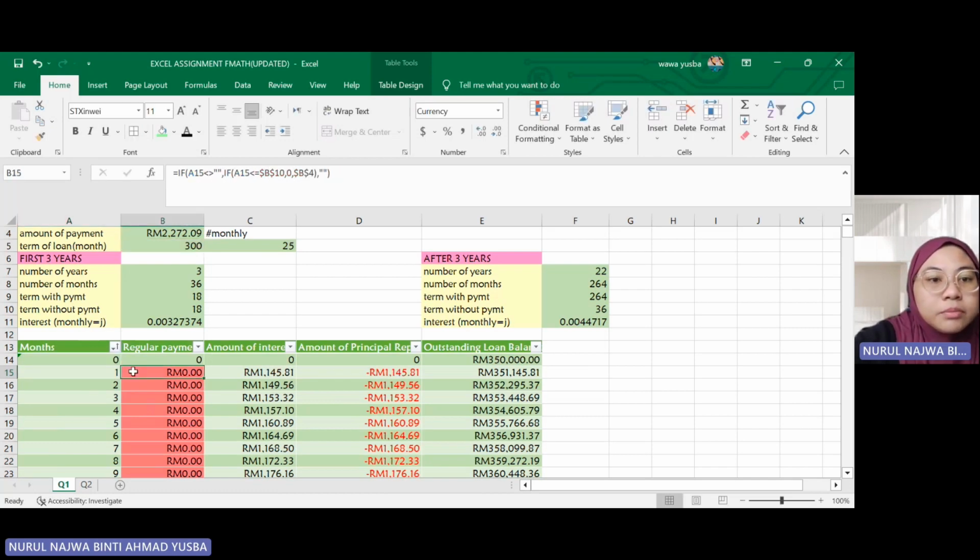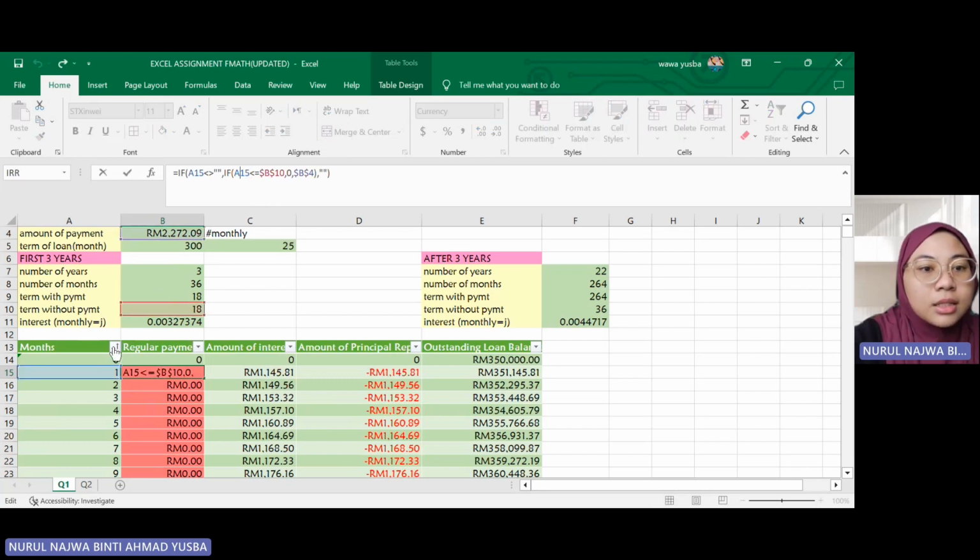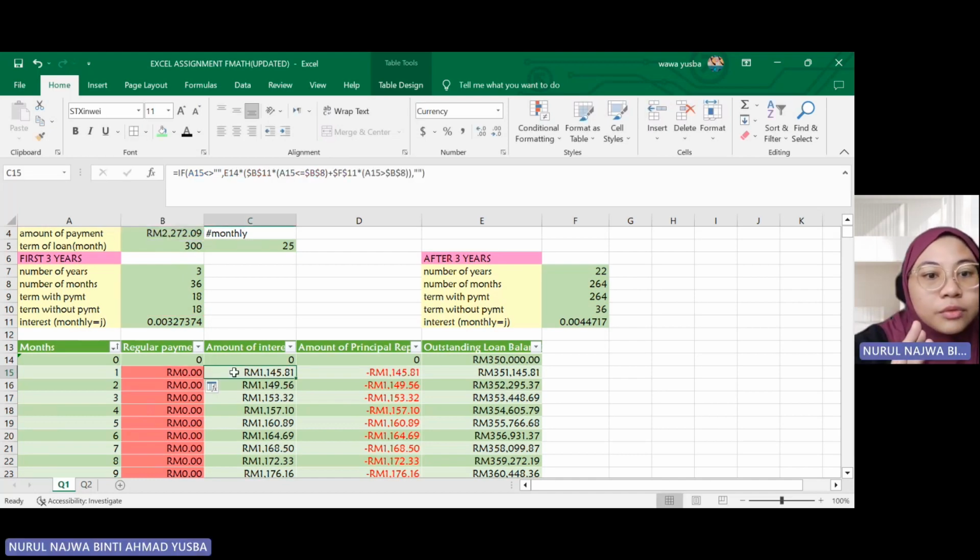For the regular payment, I'm using a logical test here, where A15 is the month. If the month is lesser than the term without payment, because the question states that no payment is made until 18 months, so 1, 2, 3, 4, 5 until 18, there's no payment. The value will be 0. If not, the value will be 2272.09.